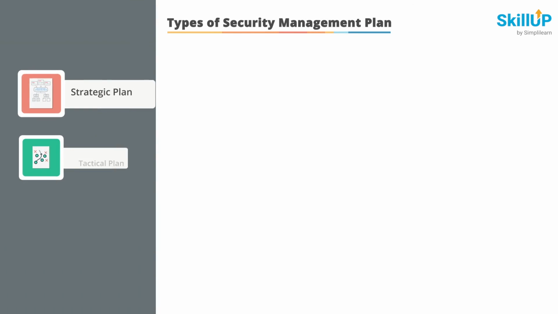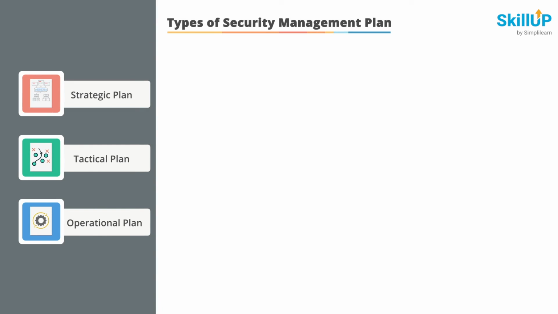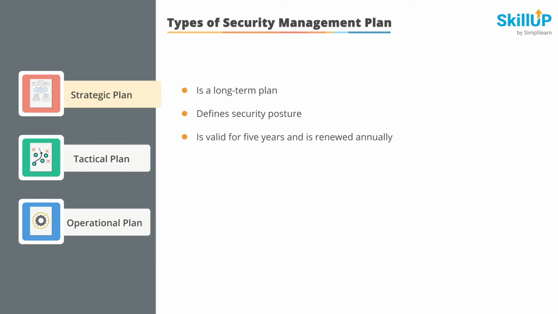Let's talk about security management plan types. The strategic plan. This is a long-term plan. It defines the organization's security posture. It should be useful for at least 5 years and renewed annually. It helps understand the security function and make sure that it aligns with business. It should include the risk assessment.